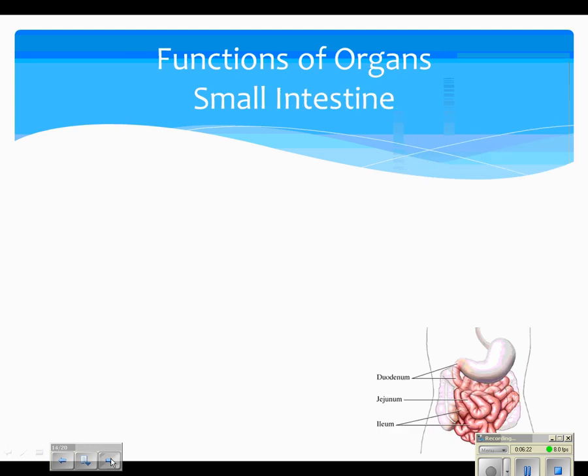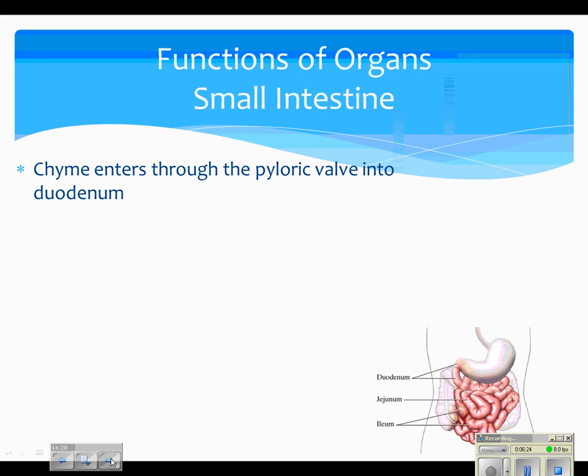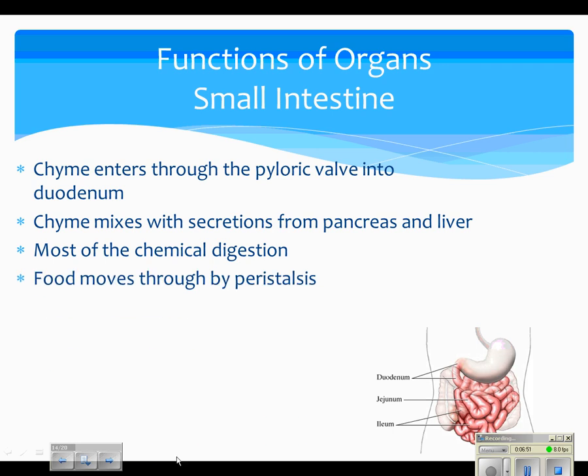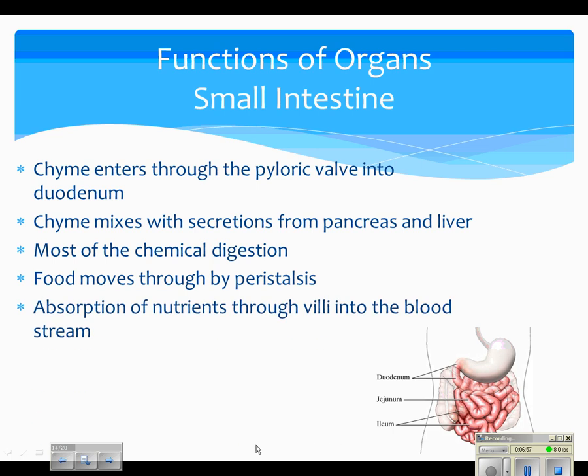The small intestine is where the majority of the digestion is going to occur. Chyme is going to enter through the pyloric valve into the duodenum. The pyloric valve is at the end of the stomach, and the duodenum is the beginning of the small intestine. And the chyme is going to mix with secretions now from the pancreas and the liver, our accessory organs. We get lots of different enzymes from them, which we'll take a look at in a minute. This is where most of the chemical digestion takes place, and food is going to move through the small intestine, which as you can see is very long, through peristalsis, and we're going to get the absorption of nutrients through a structure called villi, and the nutrients are going to be absorbed into the bloodstream.